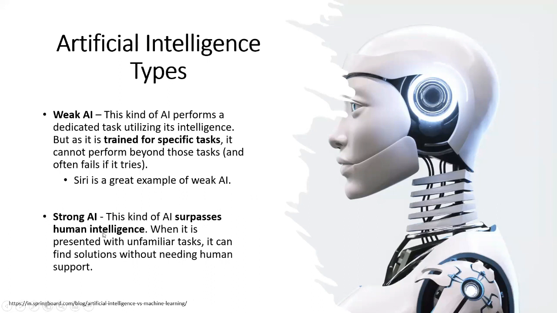Then the second type is strong AI. This kind of AI surpasses human intelligence when it is presented with unfamiliar tasks, even ones it is not trained for. It can find solutions without needing human support. There is no such example for strong artificial intelligence. We can consider ourselves humans as strong AI. We learn based on our previous activities. We learn based on what is happening and then react to it. So humans are the examples of strong AI, while all the artificial intelligence types we see fall under weak AI or narrow AI.